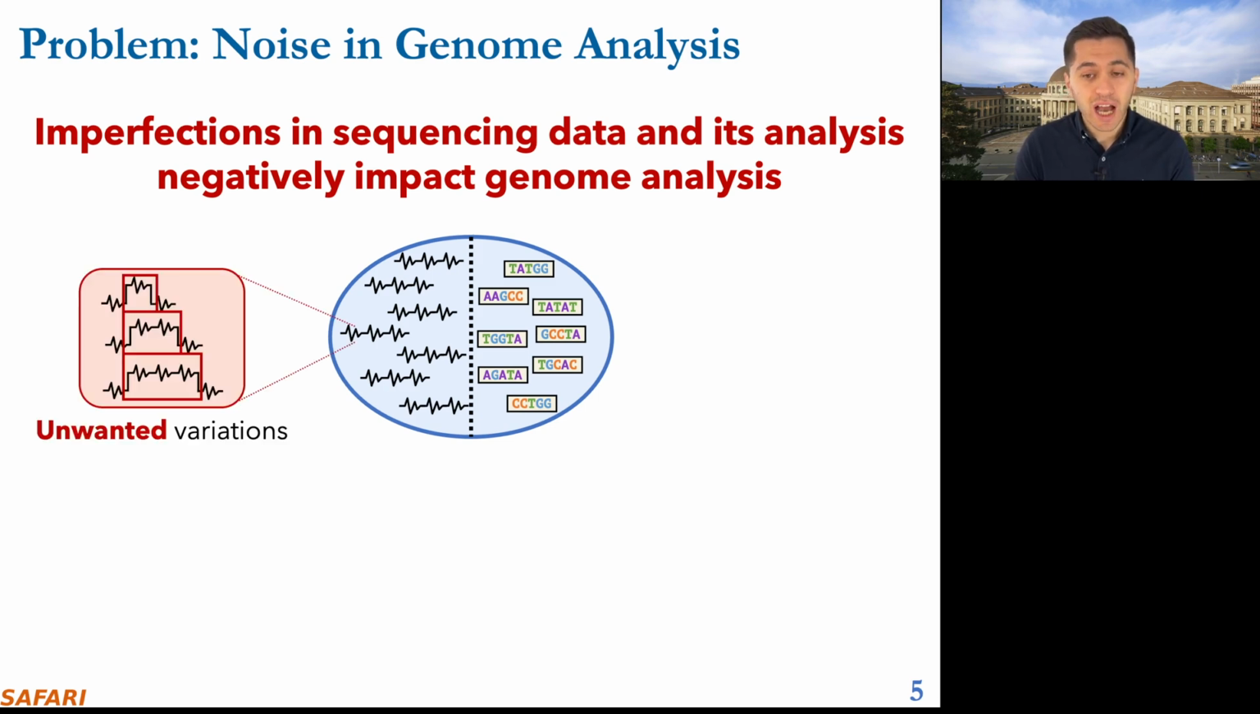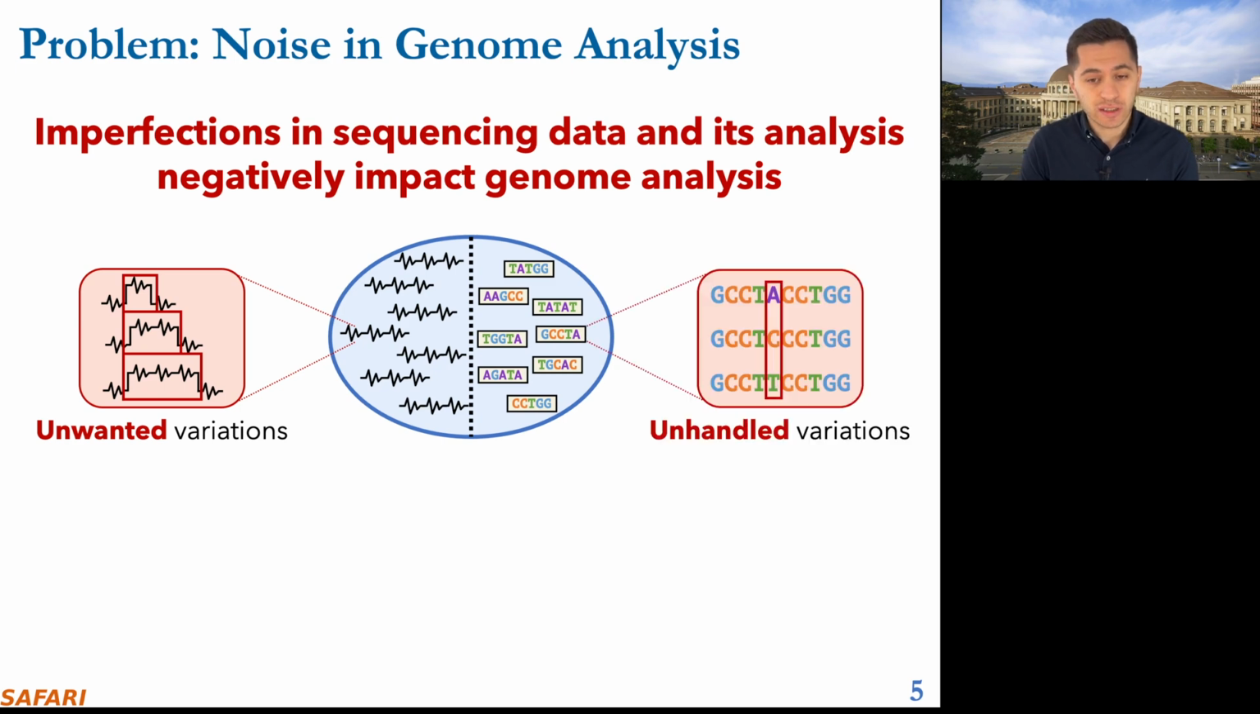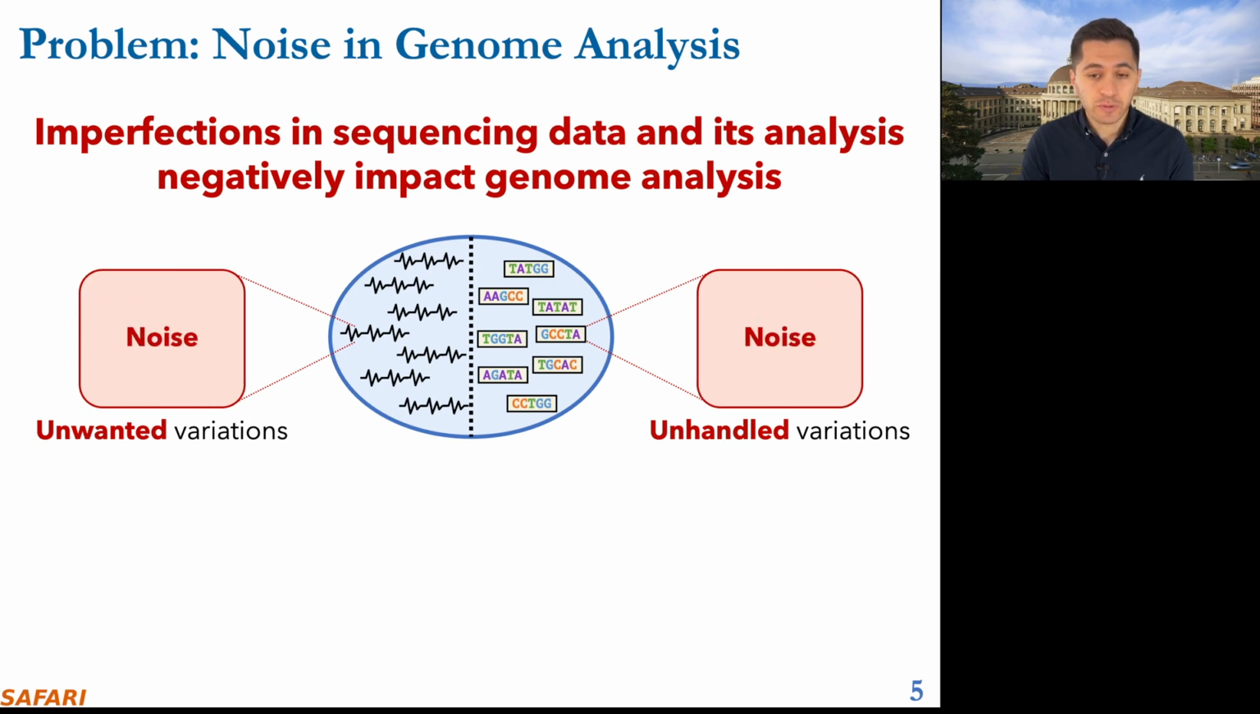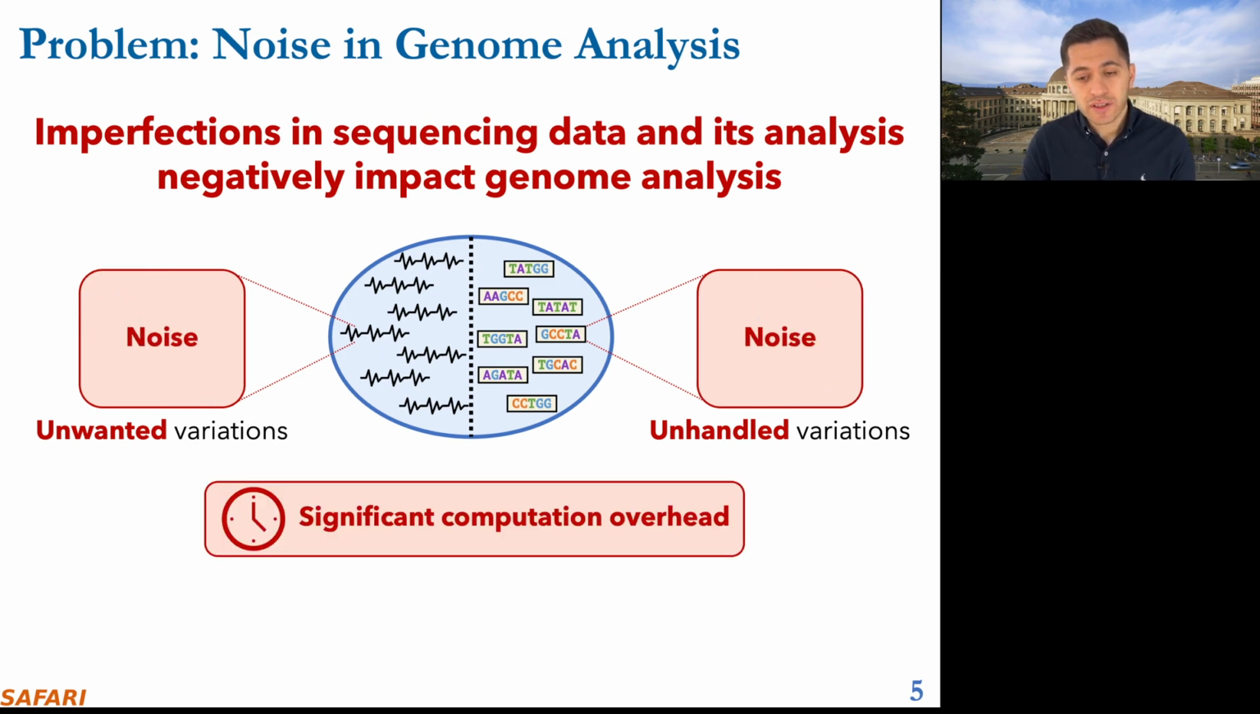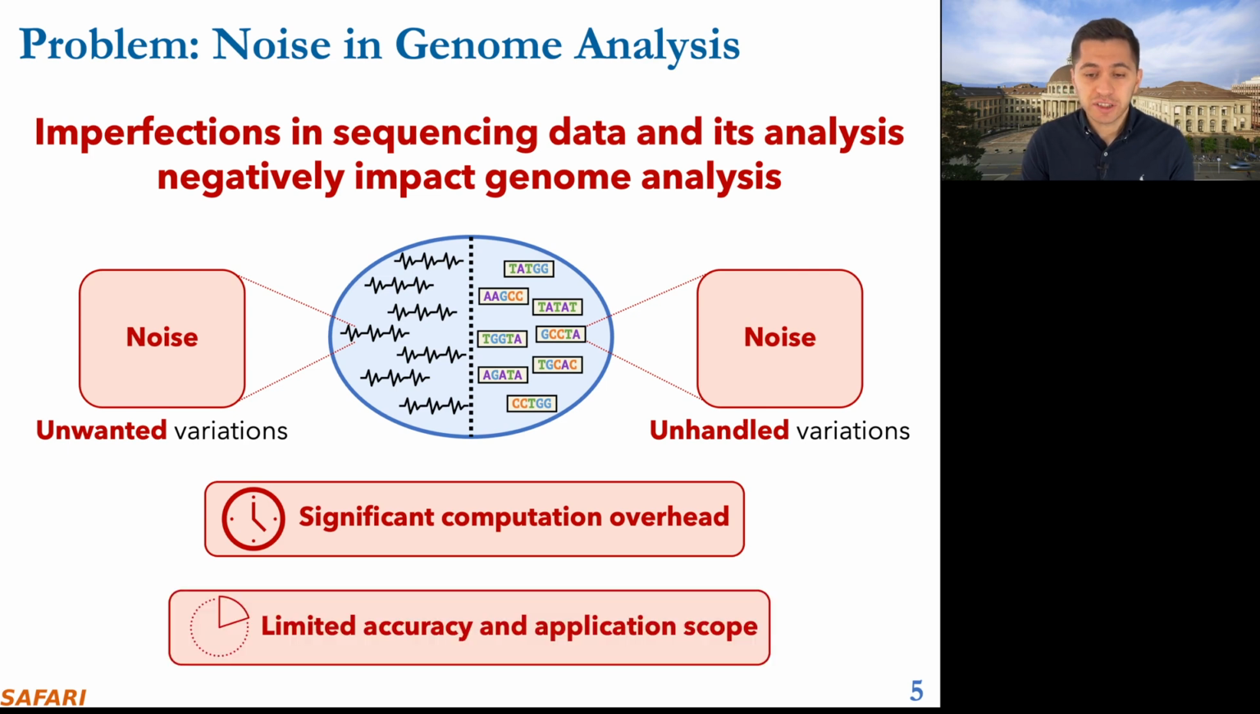For example, we have unwanted variations in raw sequencing data and variations that are left unhandled when analyzing base called sequencing data, which we refer to as noise. Noise causes significant computational overhead, limiting the accuracy and application scope of genome analysis.